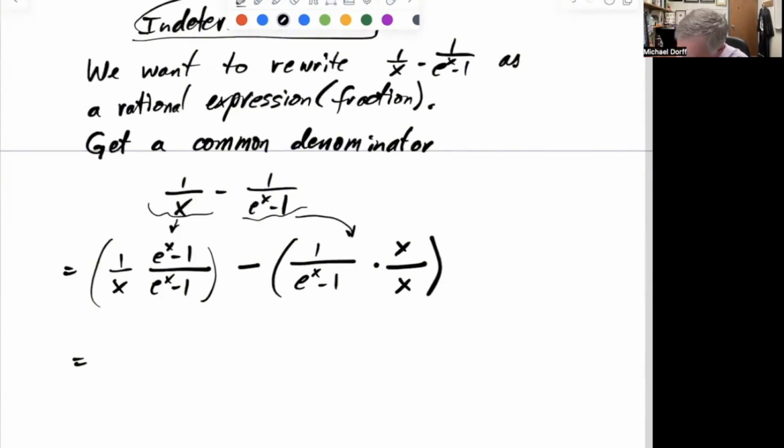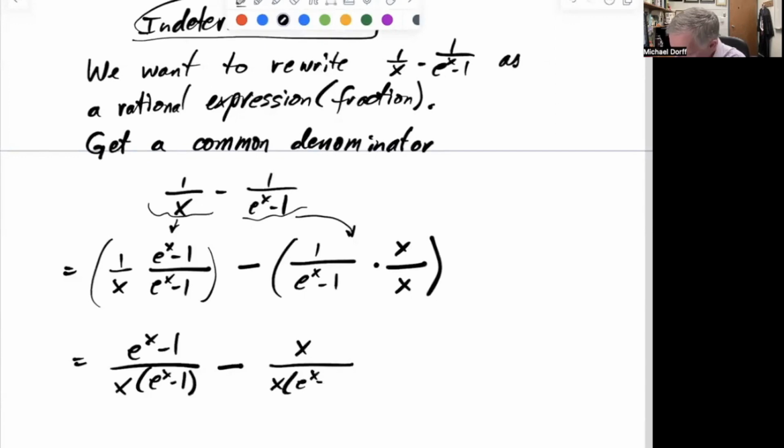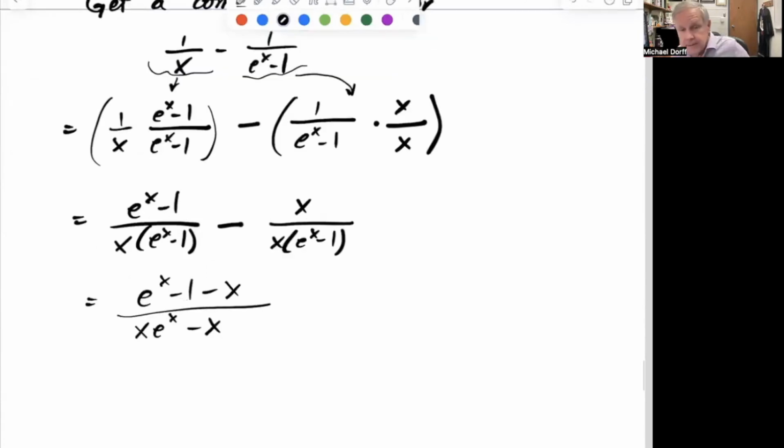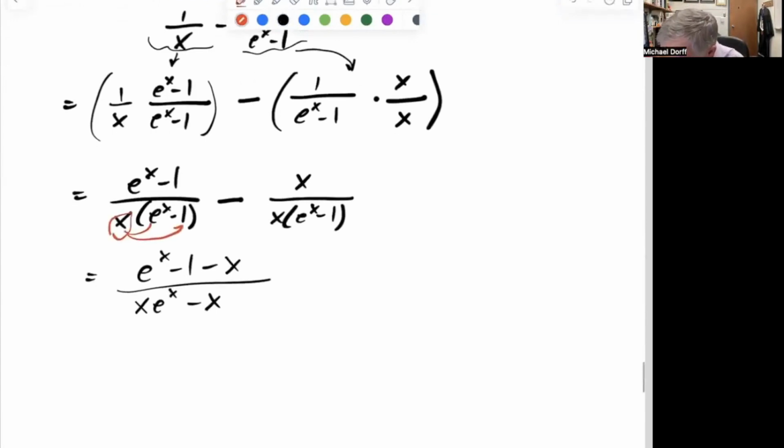And so then I'm going to get e to the x minus 1 over x times (e to the x minus 1) minus x over x times (e to the x minus 1) here. And so I get e to the x minus 1 minus x over x e to the x minus x. In this case, I'm going to multiply through in my denominator this x part. I'm going to multiply it by both things to get what I have there.